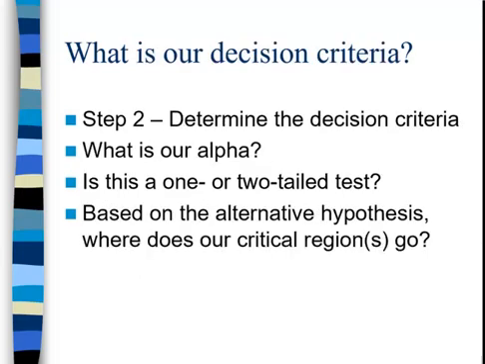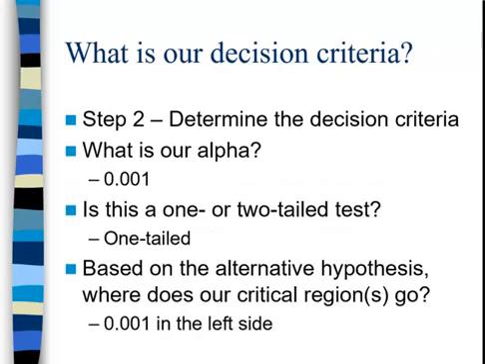Now we want to determine the decision criteria, right? So I'll just move to the next slide. Our alpha here was 0.001, right? So we have a new alpha. And this is a one-tailed test, right? And remember, the alternative hypothesis was the operator was less than, right? So if it's less than, that means all of our alpha for a one-tailed test is going to go on the left side of the distribution.